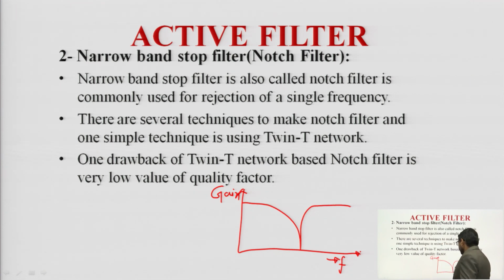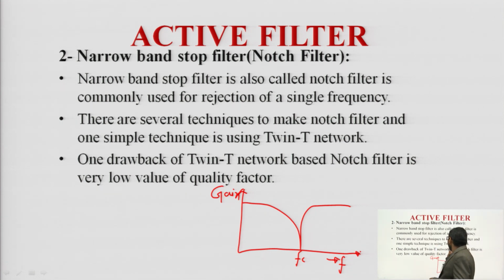Response looks like this, okay. And this is the FC for center frequency, FC for a notch filter. So, it can be used for rejection of a single frequency. If you try to find the humming frequency of a human body, that is generally 50 hertz. So, we can use this filter to reject the humming frequency of a human body. Okay.